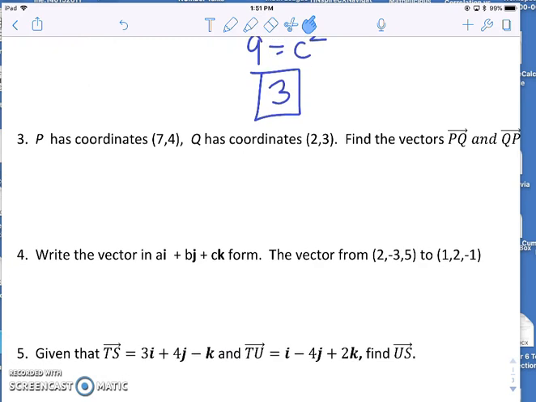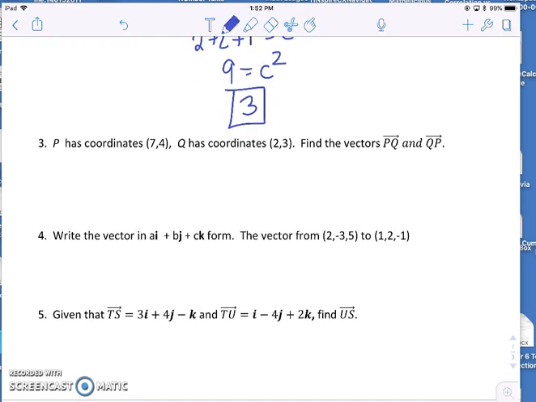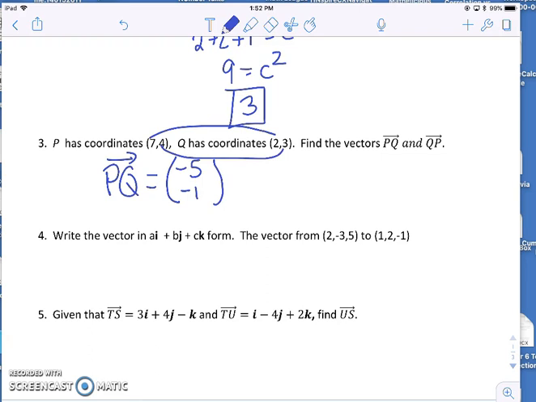Number 3 here, P has coordinates and Q has coordinates. So we're given 2 coordinates and we need to find vector PQ and QP. So P to Q, how do we get from P to Q? 7 to 2, so we go down 5. 4 to 3, we go down 1. Whereas Q to P, we're going the opposite direction. So Q to P, going that way, we go up 5. And then 3 to 4, we go up 1.